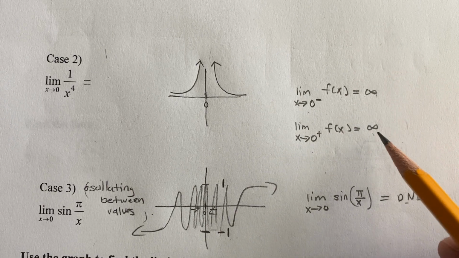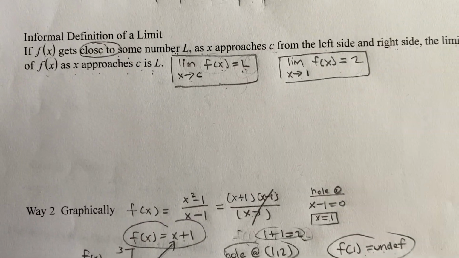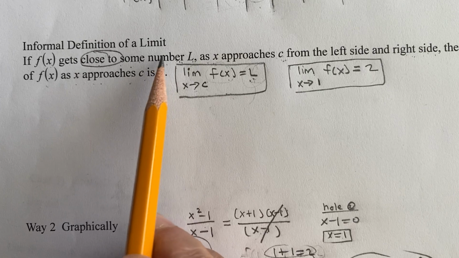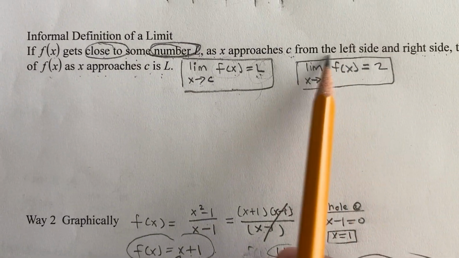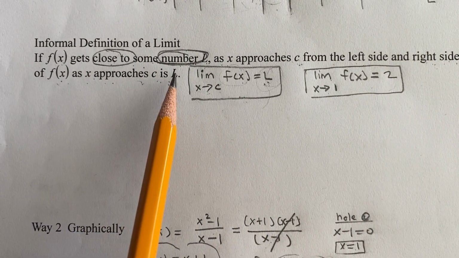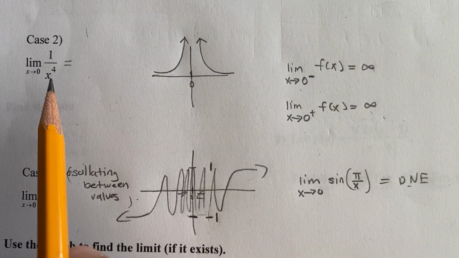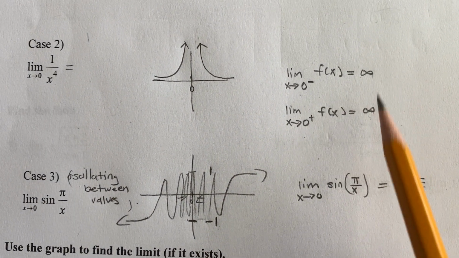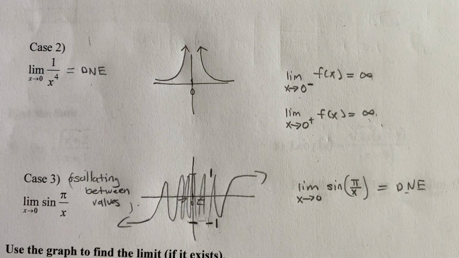Don't they approach the same number? Well, that's the key, right? If you go back to the informal definition, if f of x gets close to some number L as x approaches c from the left and the right, the limit of f of x as x approaches c is L. So this has to approach some number, right? Infinity is technically not a number. And so in this case, we say does not exist.